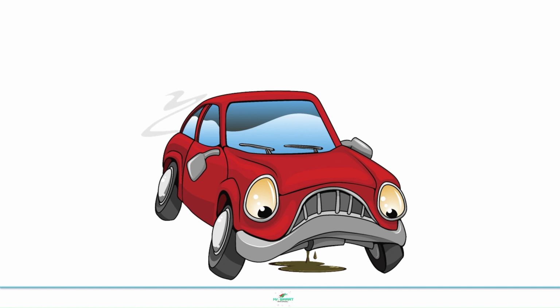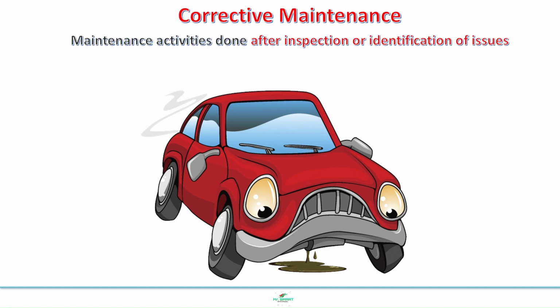On another day, you have just parked the car after a long drive and you have noticed oil leakage from the engine. Yes, you are right. You need maintenance and the issue needs to be immediately fixed even though your car is still running. And this kind of maintenance, which is done after inspection or identification of an issue, is called corrective maintenance. In both cases, the car is stopped without any prior planning.